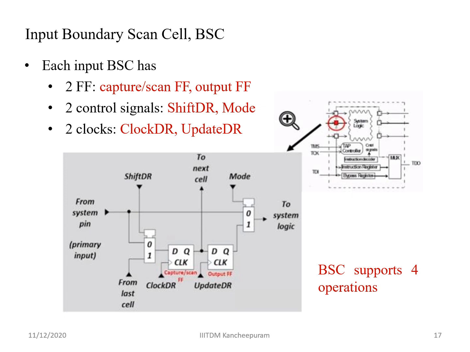Boundary scan cell. In the previous diagram, we saw what a boundary scan cell is. And now in this slide, we are going to see what an input boundary scan cell is. Each boundary scan cell on the input side has two flip-flops, as you can see here. One is a capture or scan flip-flop. One is an output flip-flop. So let's see what capture slash scan means.